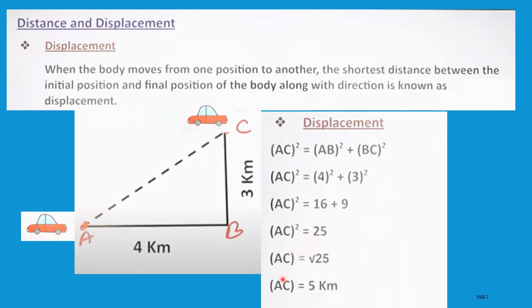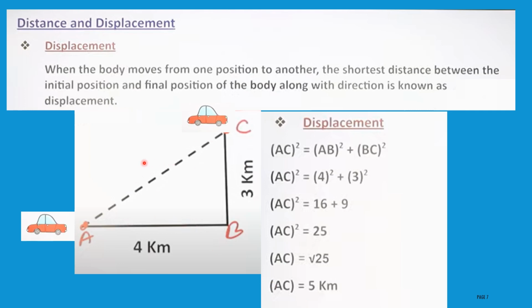We want only the AC. AC will be the square root of 25. Take the square root on both sides. Square and square root get cancelled, and you will get only AC. Then the square root of 25, you know the value, it will be 5 kilometers. Therefore, the distance between A and C is 5 kilometers.